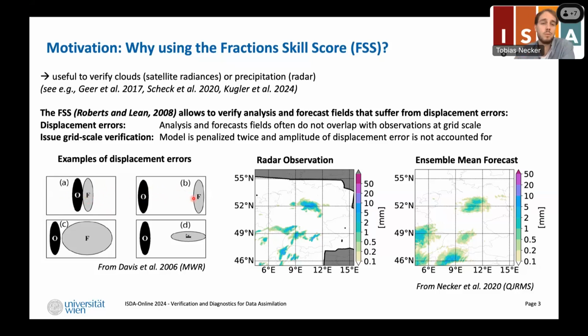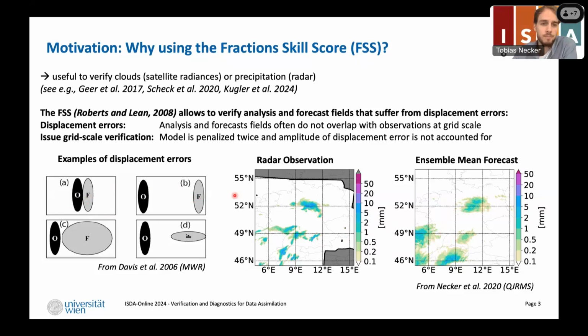So did my ensemble data assimilation system actually improve the positioning of the clouds or precipitation? And I decided also to show this example of precipitation here. You can see that this precipitation system was forecasted quite well by the ensemble mean forecast, but for the other cells, you have quite some displacement errors in the system.